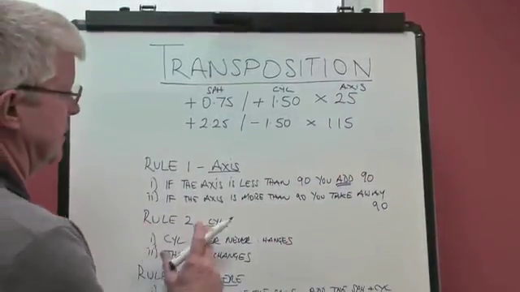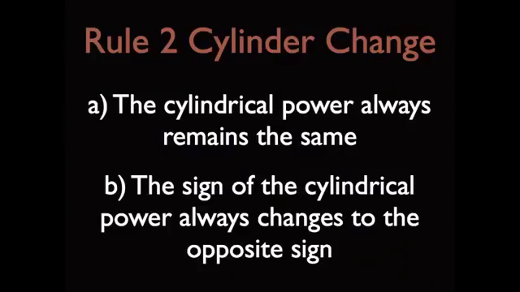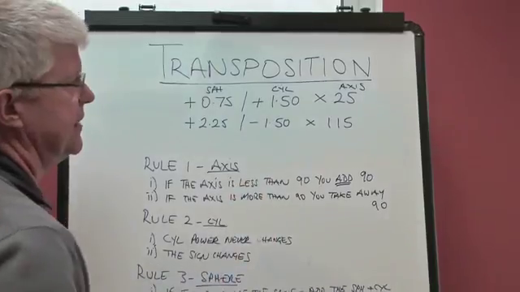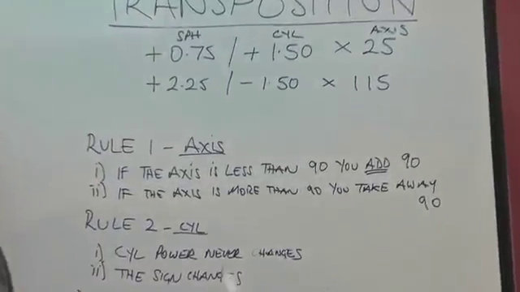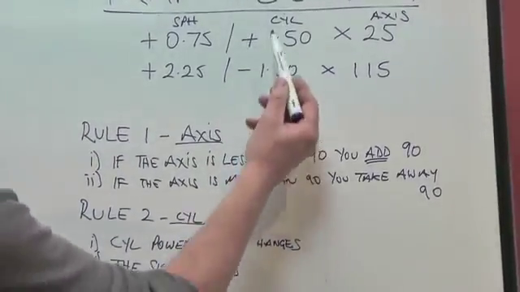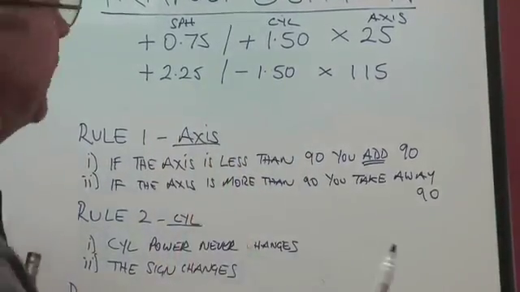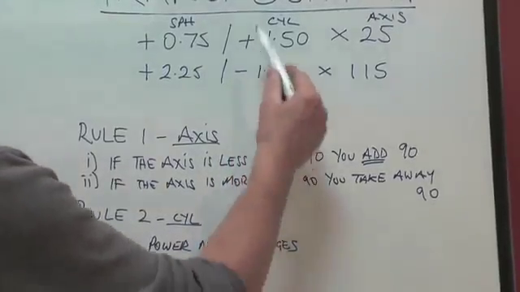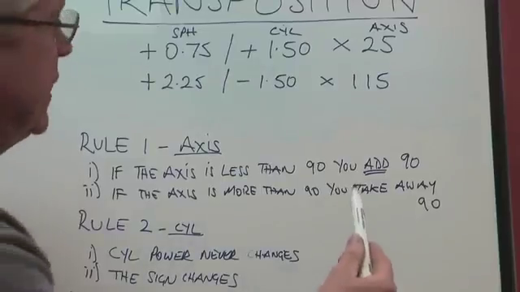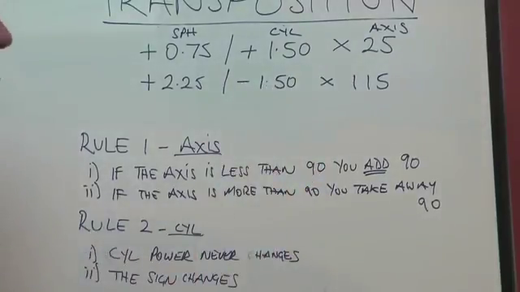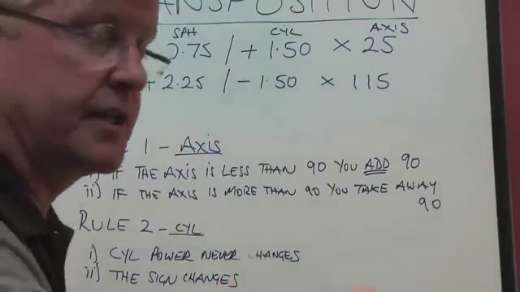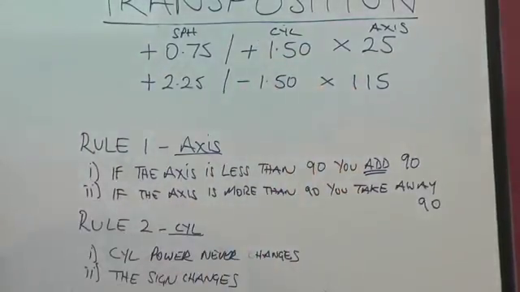Now we're going to look at the rule that relates to the cyl. And this again is very simple. The cyl power always remains the same. So you never change the cyl power. The only thing that does change is the sign. So if it's a plus, when you transpose the prescription, then the cyl power becomes a minus. And vice versa. If it's a minus, then it has to be changed to a plus.